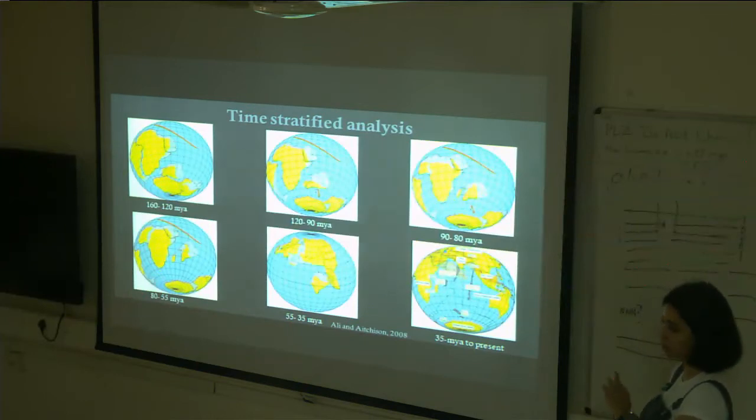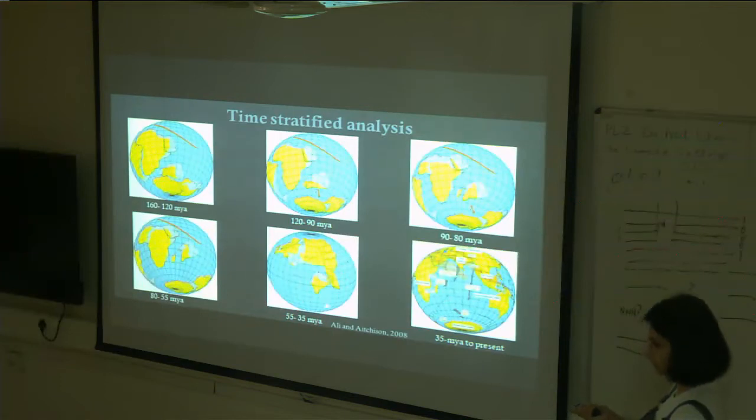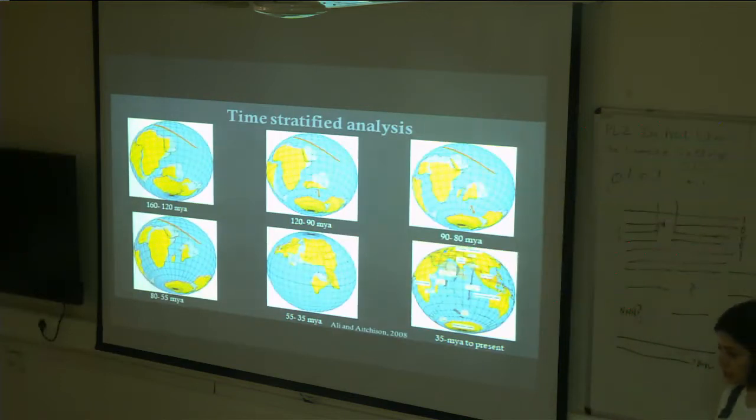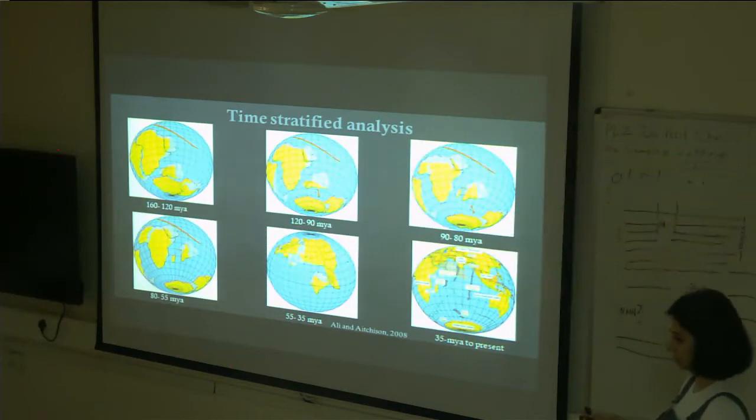80 to 55, basically 80 to 35, is when India was moving northward, but I broke it up into 2 because between 80 and 55 India was closer to Africa, and 55 to 35 India was closer to Asia. So I wanted to be able to code my dispersals differently for those time periods, so I broke it up into further 2. And 35 to present was after the hard collision.